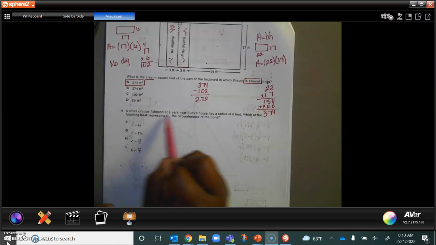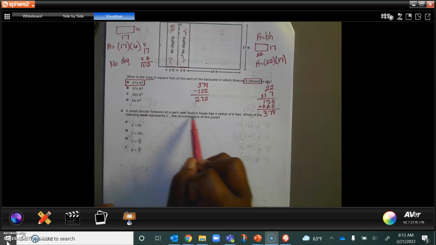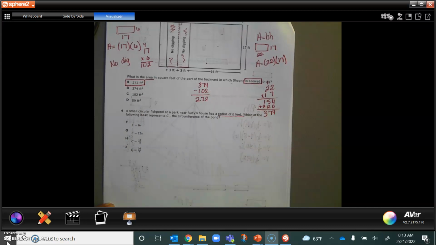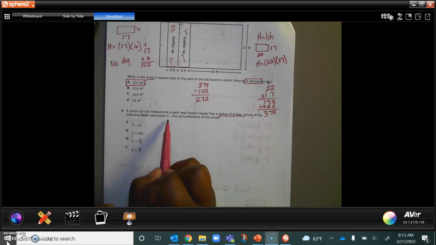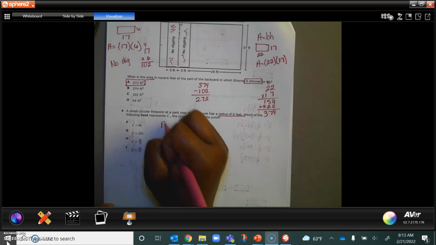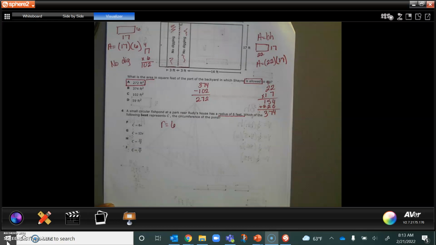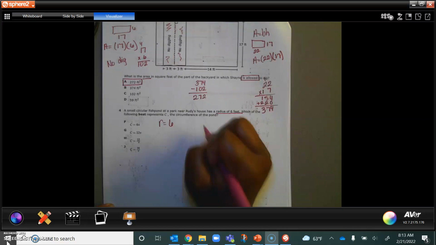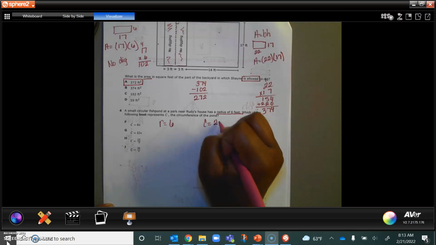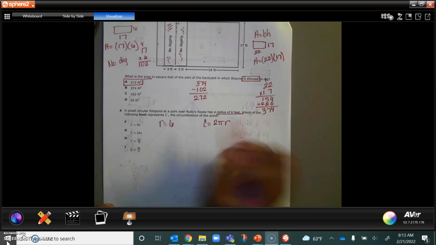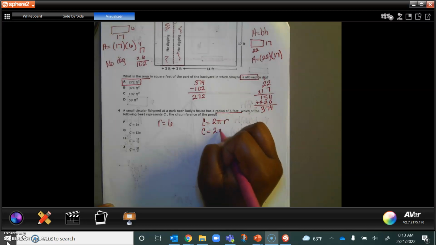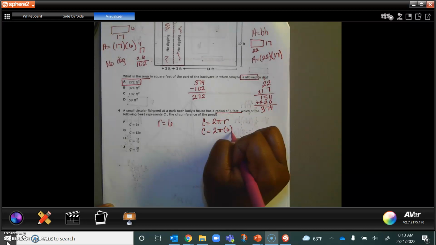A small circular fish pond at a park near Rudy's house has a radius of 6 feet. Which of the following best represents C, the circumference of the pond? So I know I was given a radius of 6. Then if I look at my star chart, the formula that has circumference with radius is 2 times pi times radius. So I have 2 times pi, and I substitute 6 in.